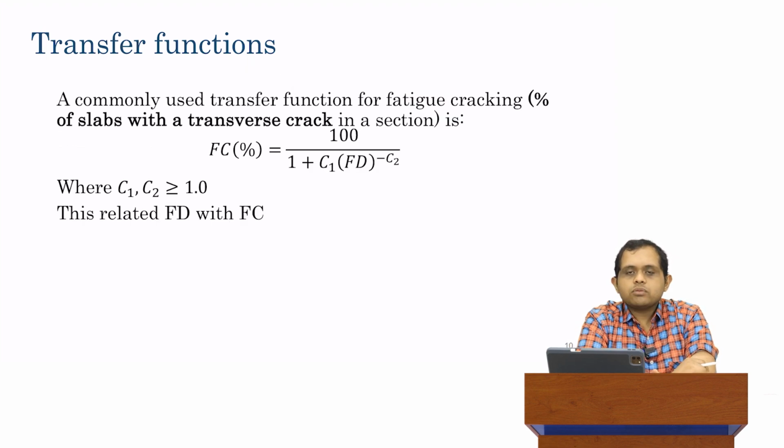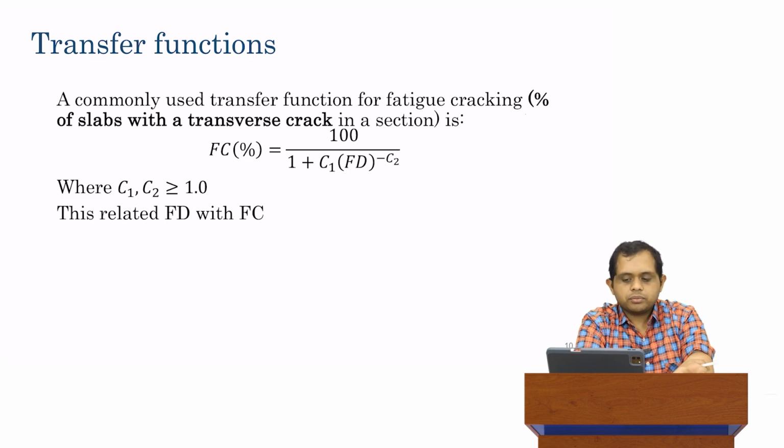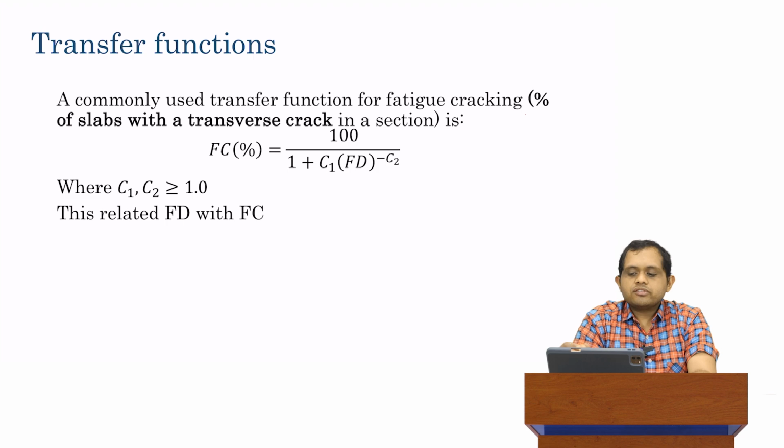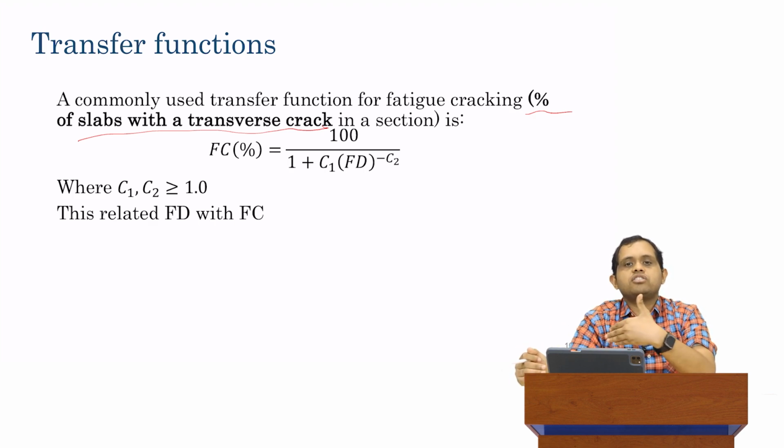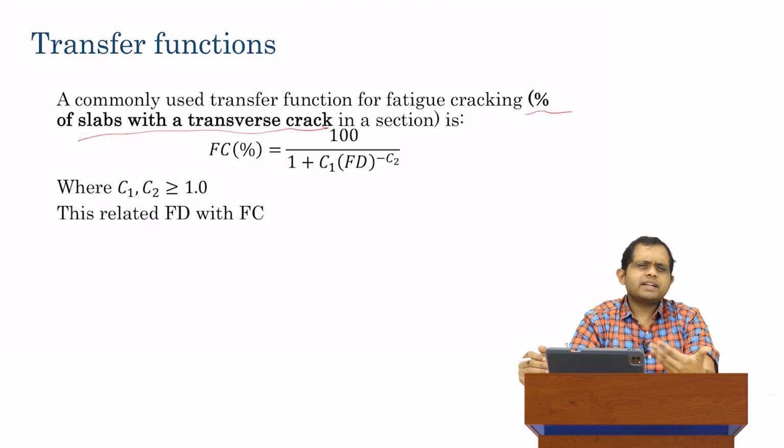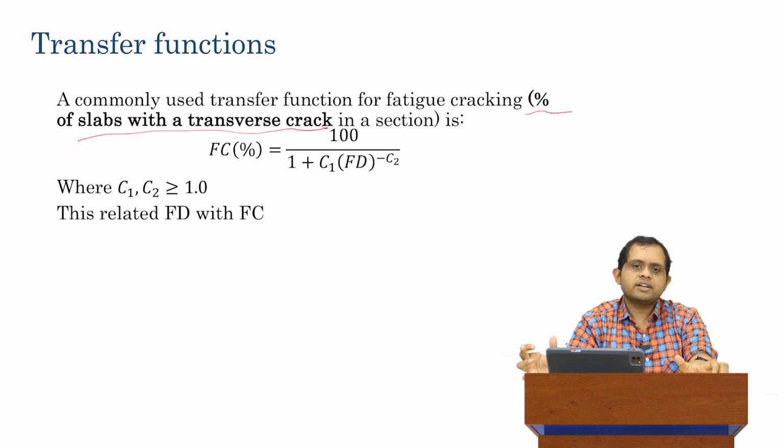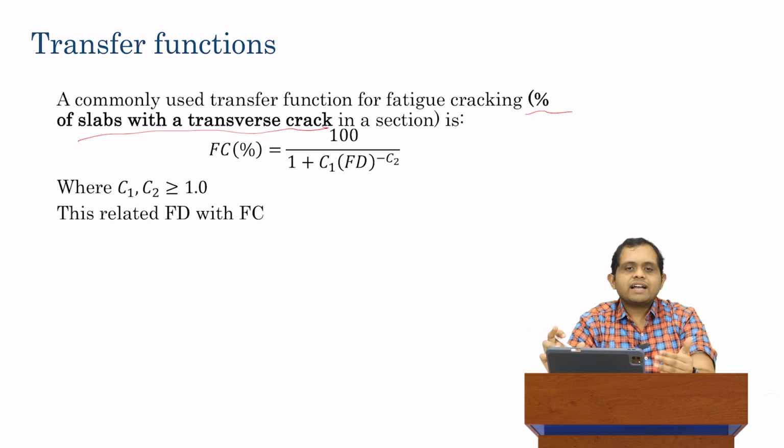So let's look at a commonly used transfer function. This is actually a transfer function which AASHTO uses. That's why I'm showing you this. A commonly used transfer function for fatigue cracking. Now, fatigue cracking is defined as the percentage of slabs with a transverse crack. So if I have 100 slabs or 1,000 slabs over a section, I conduct a survey and I see how many of them have developed a transverse crack. It could be low severity, high severity. In this case, those are not differentiated between. So both low severity and high severity are considered cracks. So if we actually measure it, then we get the percentage of fatigue cracking.